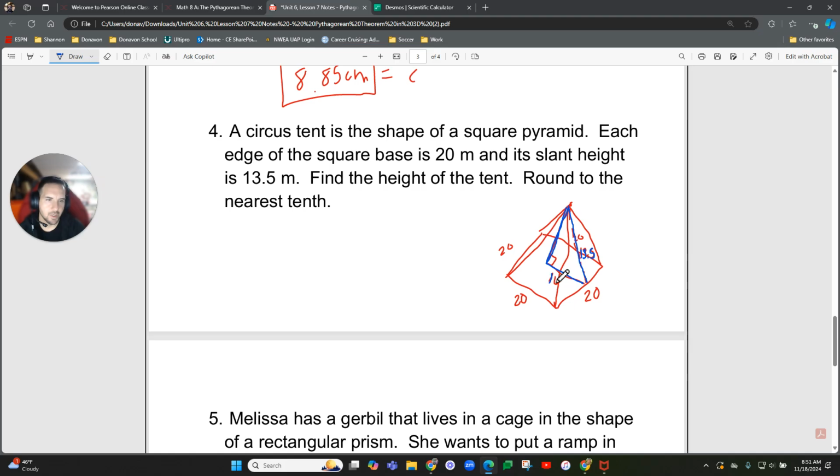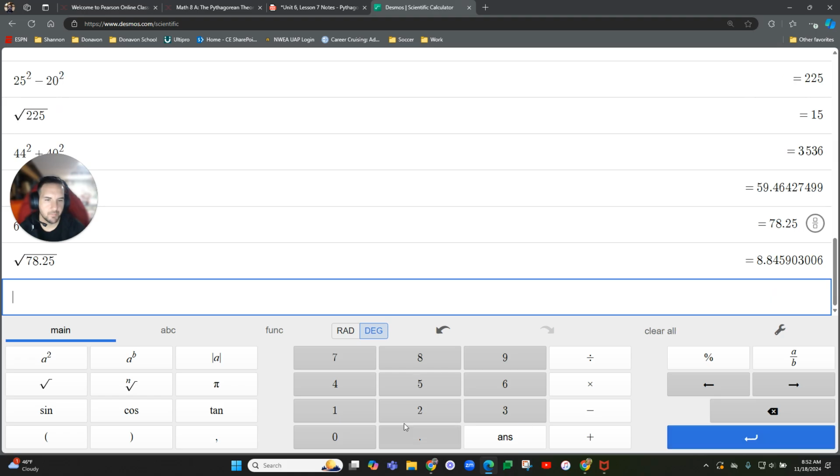So the part we don't know is one of the legs. We know the hypotenuse, right? That's this one right here. That's slant height is 13.5. So this one we're going to do the subtraction problem because we know the hypotenuse. So we're going to do 13.5, that's our hypotenuse, squared, minus our leg squared, and that's going to be equal to the other leg, which is our height in this case, squared. All right, and then I'm just going to plug this part into Desmos.